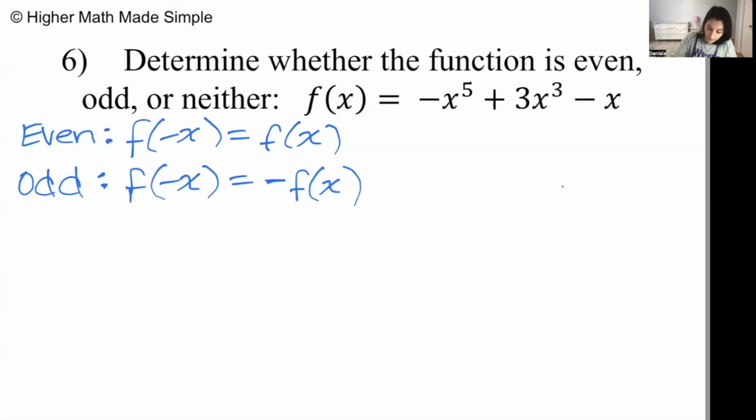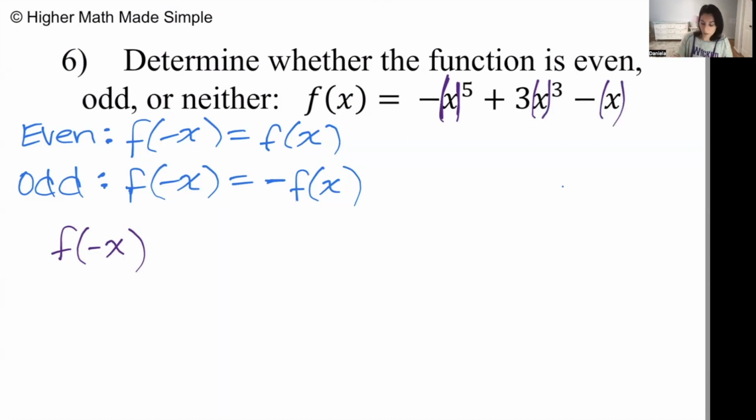As I said, the very first step is to substitute negative x into the function. Again, I always tell people when you make a substitution, you always hug the x with parentheses.